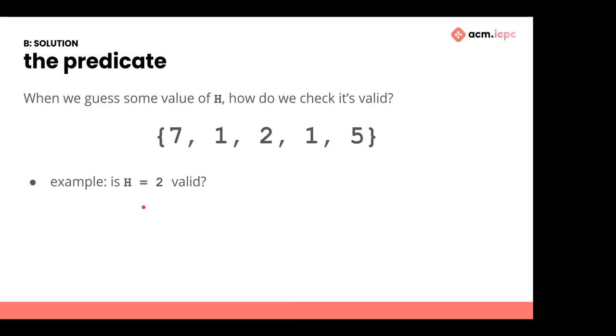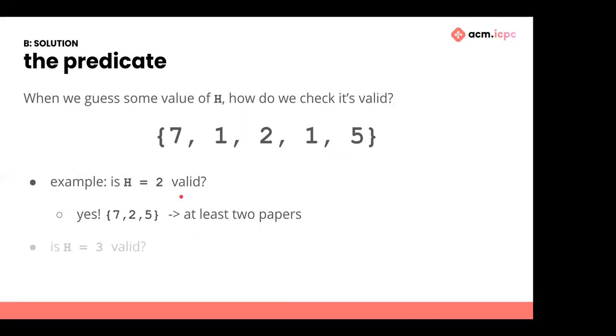And so how would we do this? We would have to go through all the numbers because we don't know anything beforehand about the citations. And the goal is to see, do we have 2 papers with at least 2 citations? So we'd have to go through the whole array and check which ones have at least 2 citations. And what we'd find is that we have a 7, we have a 2, and we have a 5. And all 3 of these have greater than or equal to 2 citations. And because that's at least 2 papers, that means that yes, H equals 2 is valid.